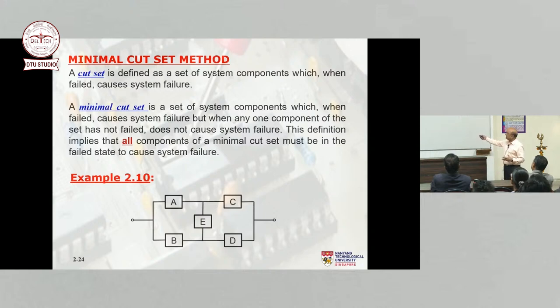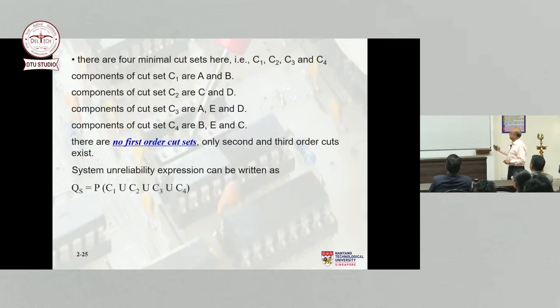There are many cut sets, I repeat, there are many cut sets. You can say A, E and B is a cut set, but it's not a minimal cut set. You need all the components in the cut set to fail, okay, for the system failure. So there are 4 minimal cut sets. I'm calling them C2, C3, C4, and these are the components of those cut sets.